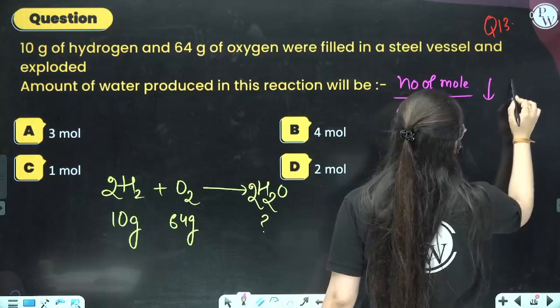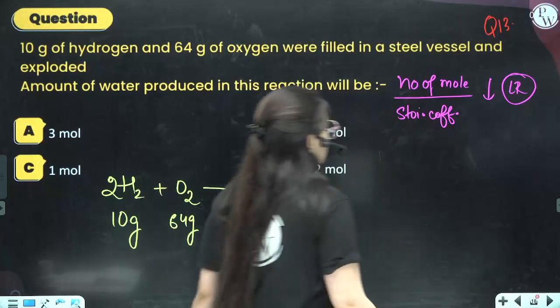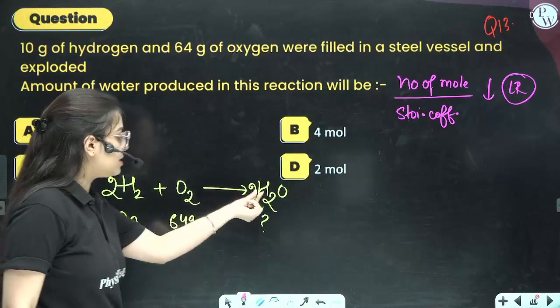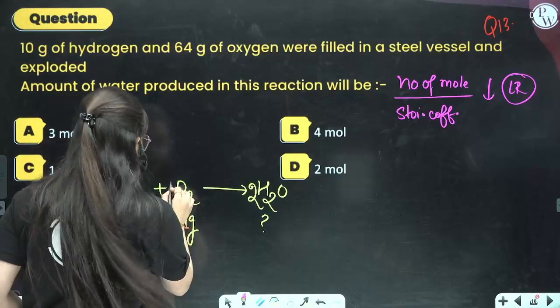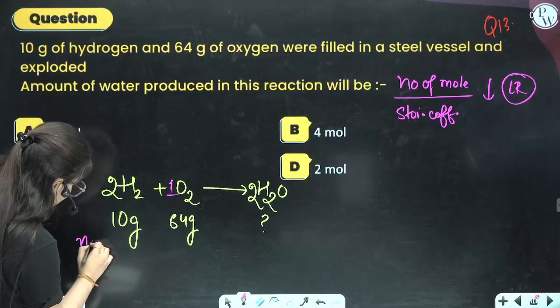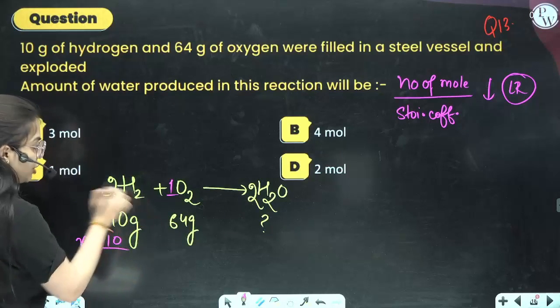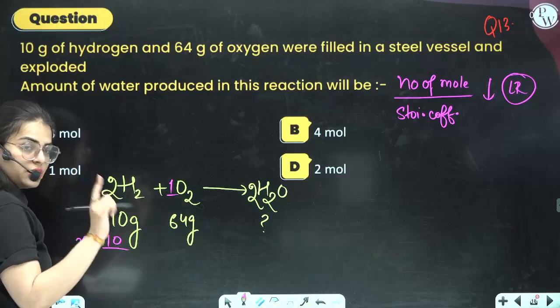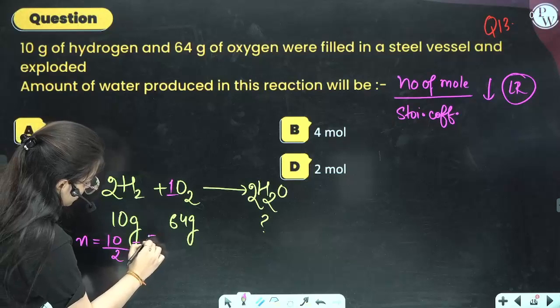If it is low, then it is a limiting reagent. What is a stoichiometric coefficient? The numbers that are written in front of them. Here one will be there when nothing is written. So first of all, calculate the number of moles. Given mass is 10 grams. Molecular mass for H2: for one hydrogen it is 1, for 2 it will be 2. So the number of moles came out to be 5.